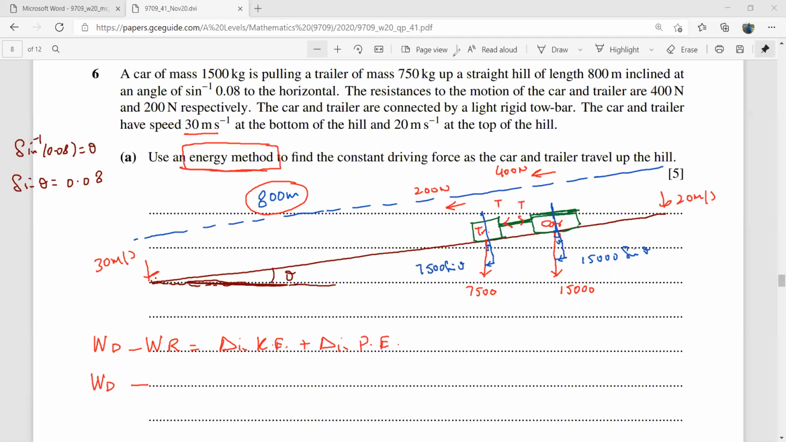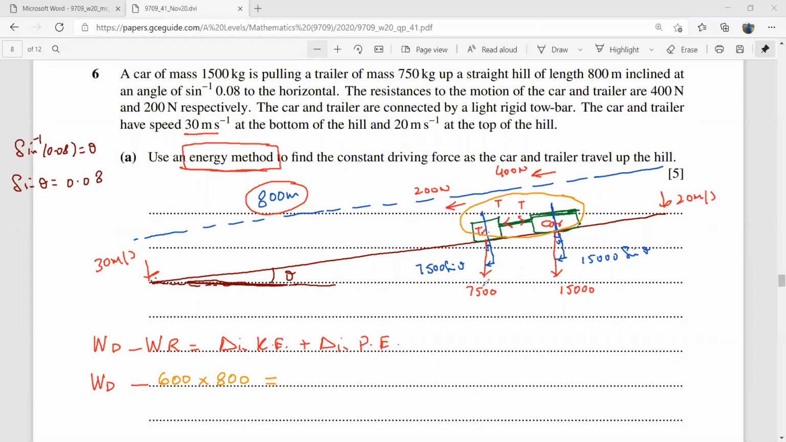Minus work done by the resisting force. Let's consider this as one system. So collectively there is a 600 Newton backward force on it. So the backward force is 600 times the distance, which is going to be 800. Please get your calculators ready.